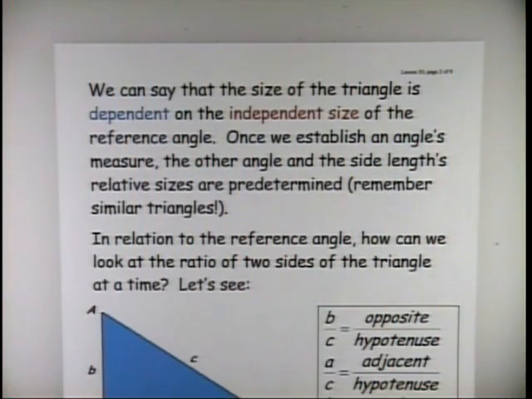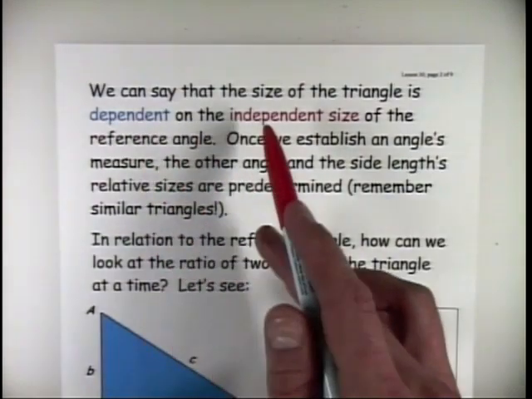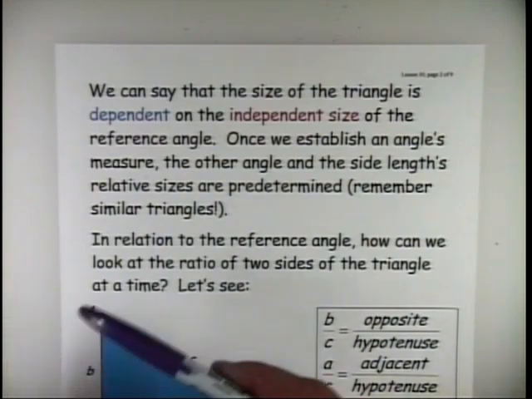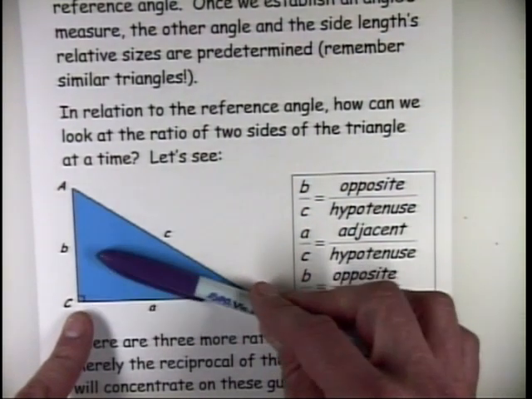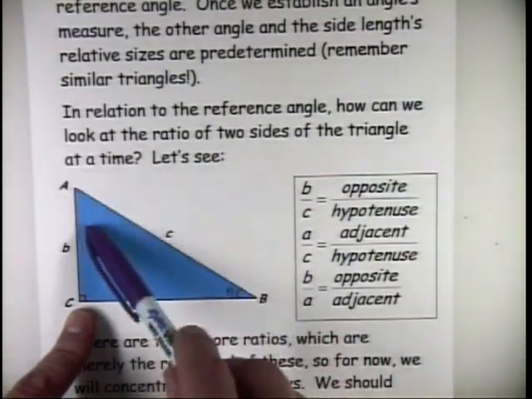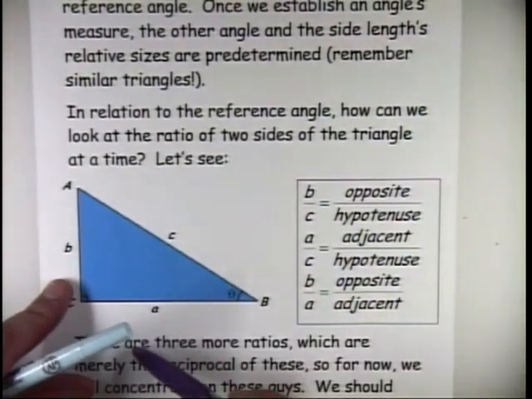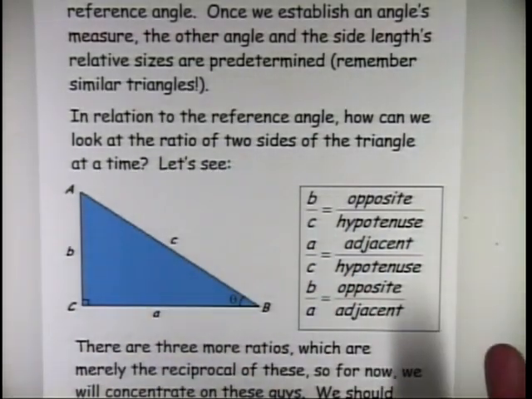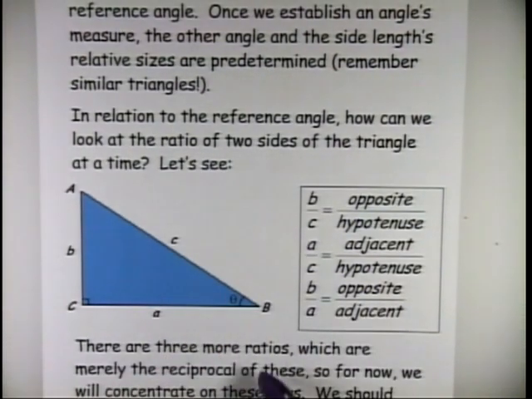Now we can say that any given triangle is dependent. That is, the size of it is dependent upon our independent choice of a reference angle. Assuming that the right angle is always 90 degrees, if we choose the size of one of these other angles, whether it's this angle or this angle, once I establish how much I'm rotating, and I draw my little line segments from my right angle, the line that's drawn to intersect this side here is going to predetermine the relative sides of all the sides of the right triangle. So we can kind of think of the size of this right triangle as a function of the size of this angle right here. And if this is the angle that I'm referring to, remember we call that the reference angle.